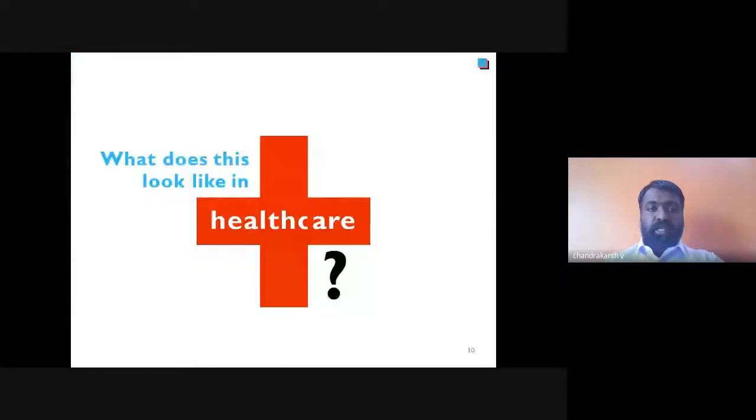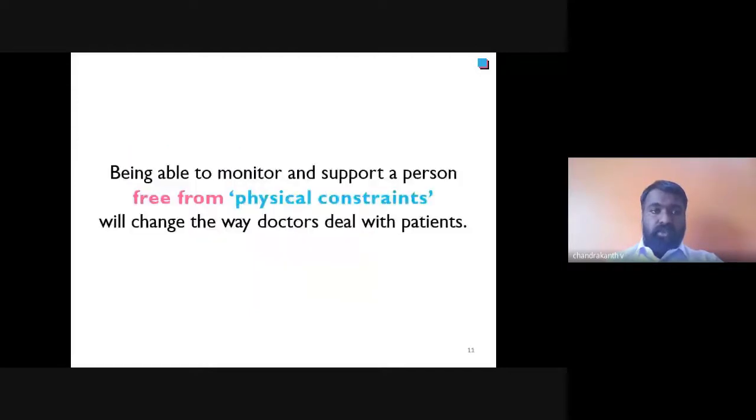So what does it look like in healthcare usually? I'm going to show you some examples, like what all the features are, and what implementations have been done till now. So that's going to happen.